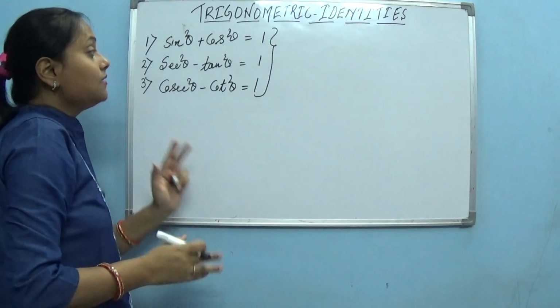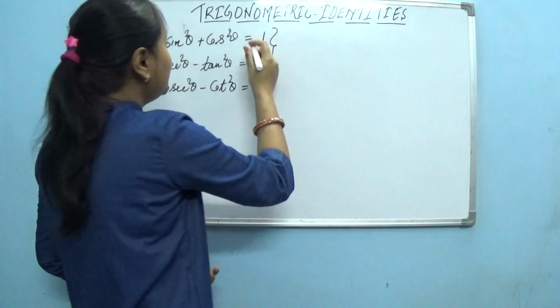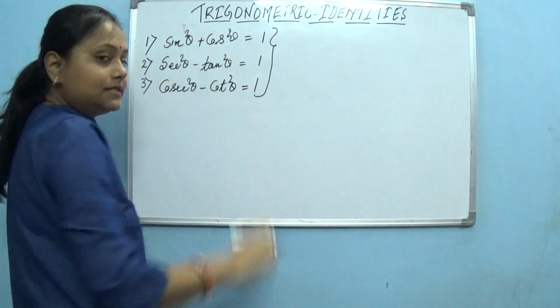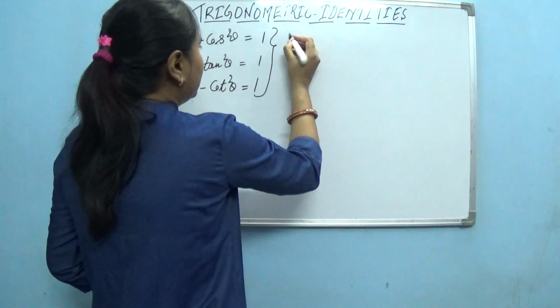Now see how we prove it. The first, sin square theta plus cos square theta is equal to 1. Now let's see.